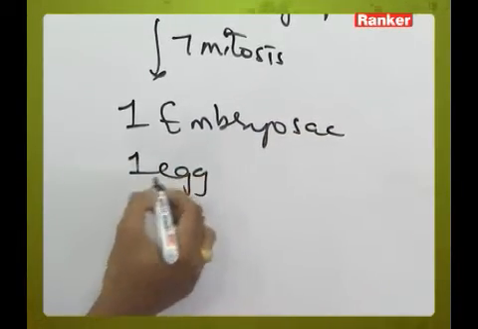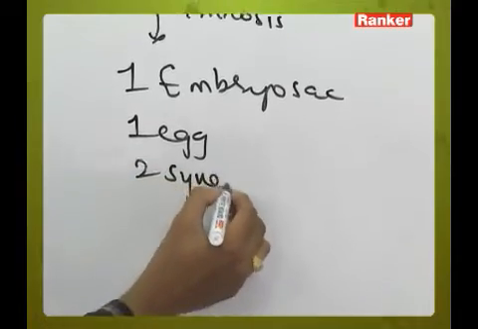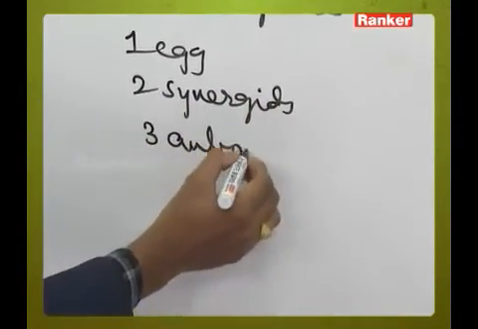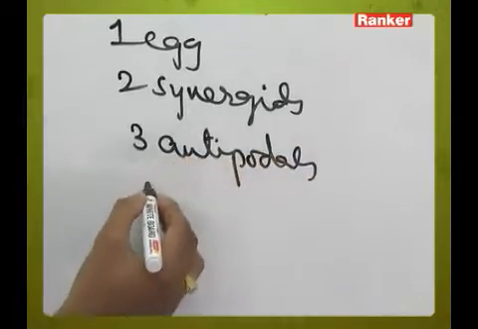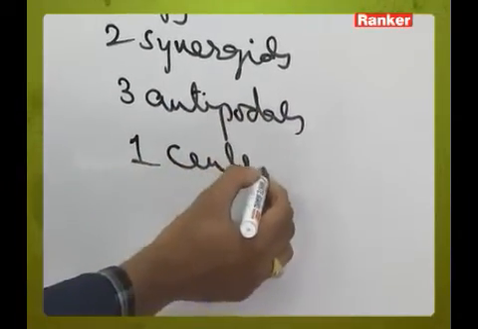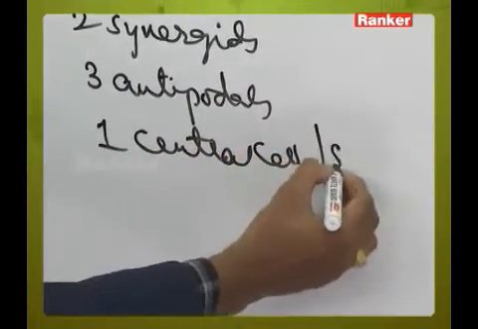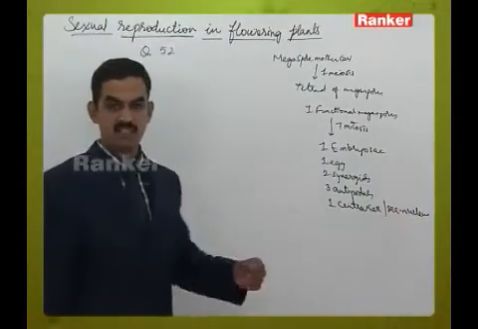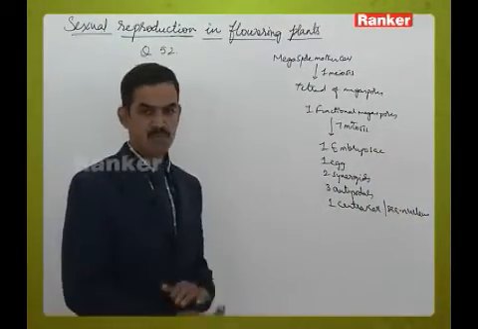cell, 2 synergids, 3 antipodals and 1 central cell or secondary nucleus. So the given question is related to the structures of the embryo sac.